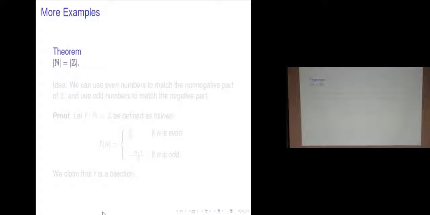Let's look at other sets which have the same size as the set of natural numbers. We are interested in the set of natural numbers because this is the smallest infinite set. You cannot get anything smaller. Anything smaller will be finite, will have a size like 2 billion or 2 trillion. Only the smallest infinity is the set of natural numbers. Now let's look at more examples.